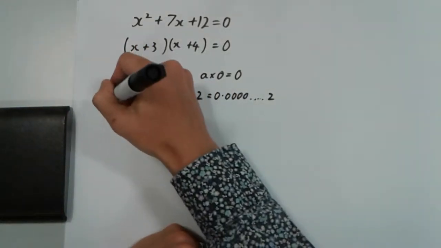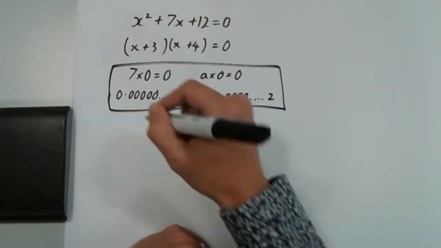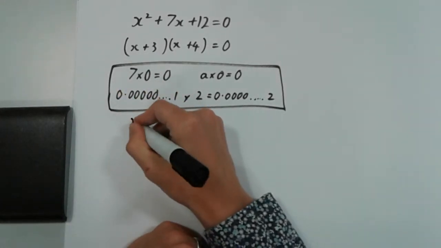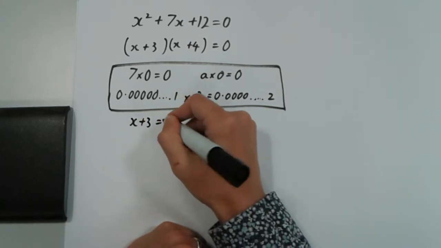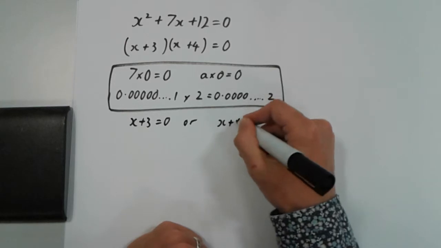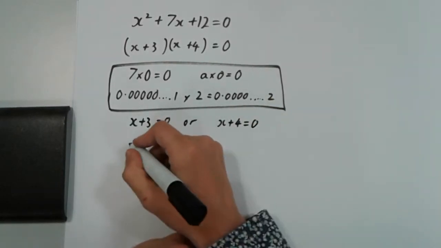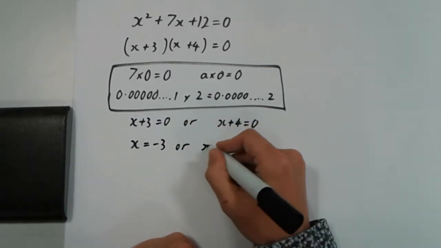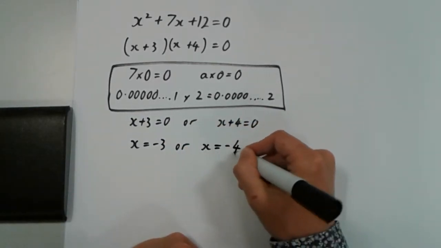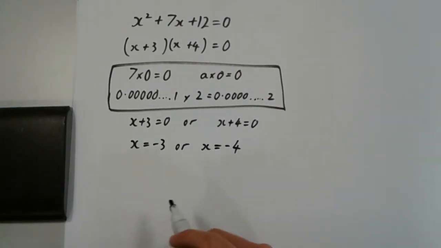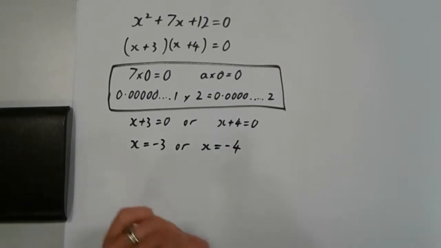So, using that bit of information, we can look at this and say, well, we know that either x plus 3 is 0, or alternatively, x plus 4 was 0, meaning that x is either minus 3 or x is minus 4. There is no way of telling which one of those solutions we want. They are both valid solutions. X could either be minus 3 or minus 4.